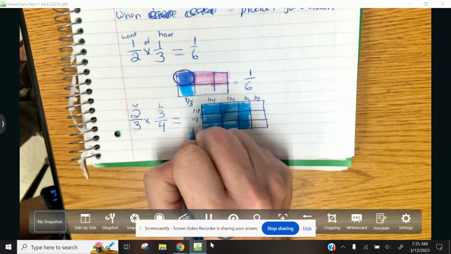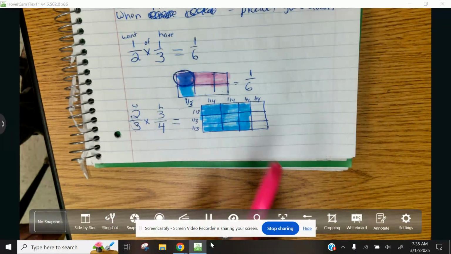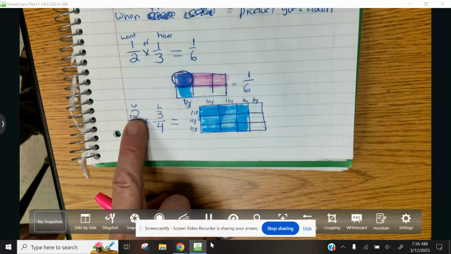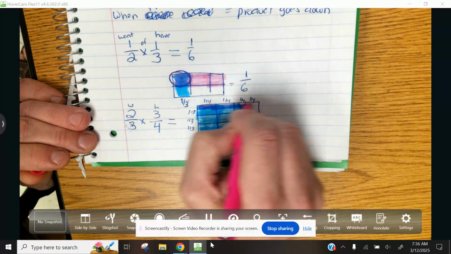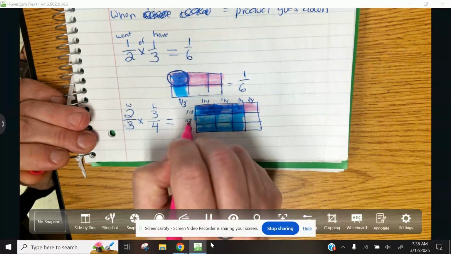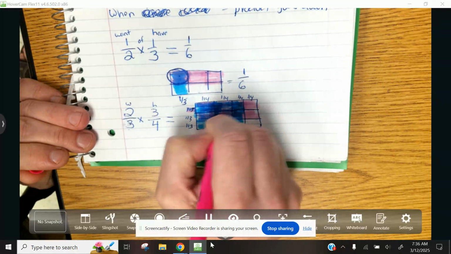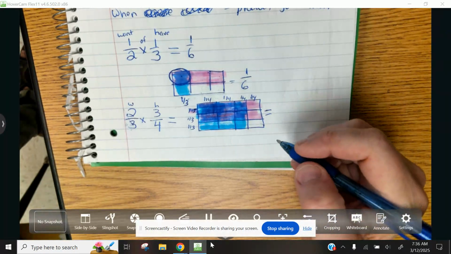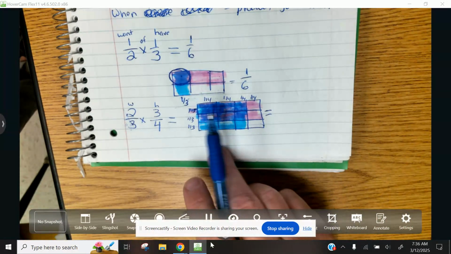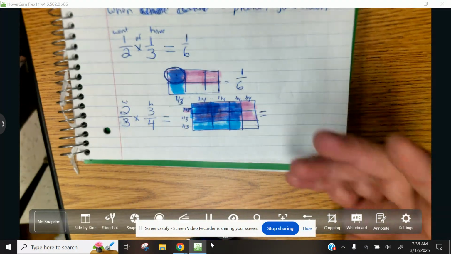1/3, 1/3, 1/3. Now, how many thirds did you want? You wanted 2 of them. The numerator tells you right there. Okay, so right here, I'm now going to shade this way. There's 1/3. Okay, here's my second third. Where my answer lies is in the double shaded areas, because they both represent what I have, what I want, what I get.